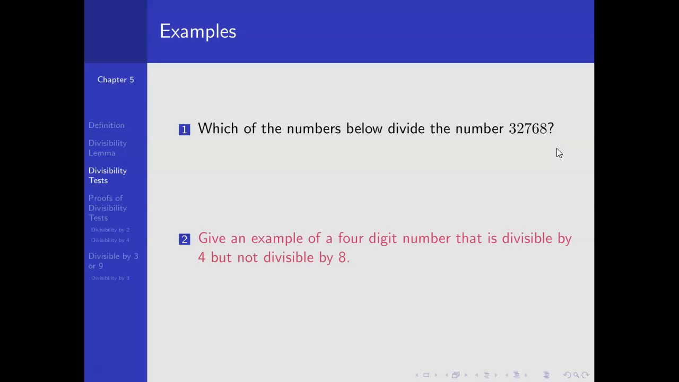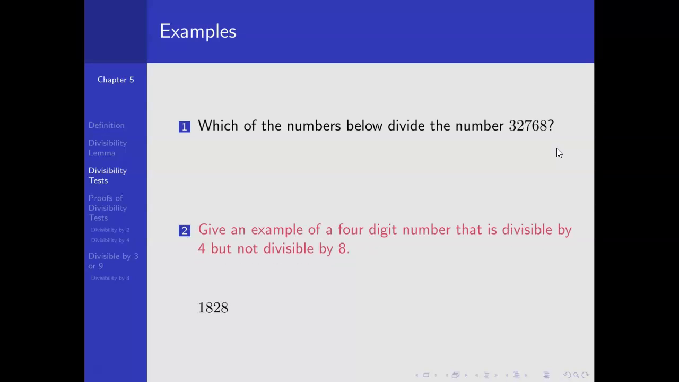And this one is for you to make up an example of a 4-digit number that is divisible by 4, but is not divisible by 8. So to be divisible by 4, you need the last 2 digits to be divisible by 4. To not be divisible by 8, you want the last 3 digits to not be divisible by 8. So I've got an example here that I made.